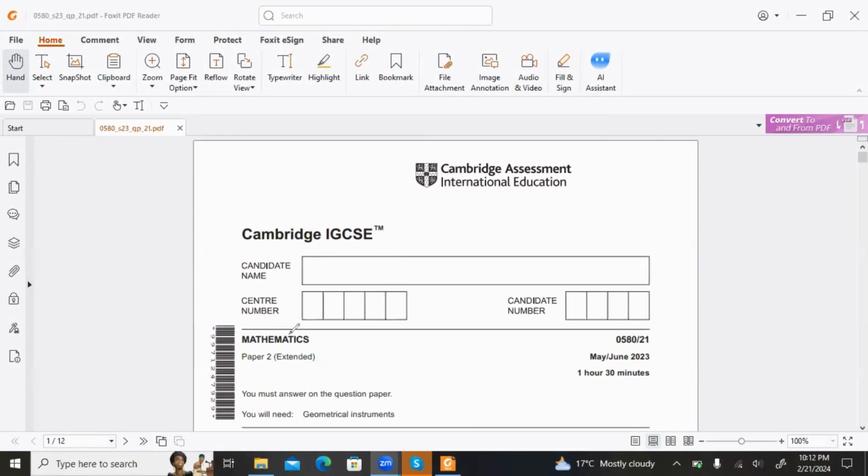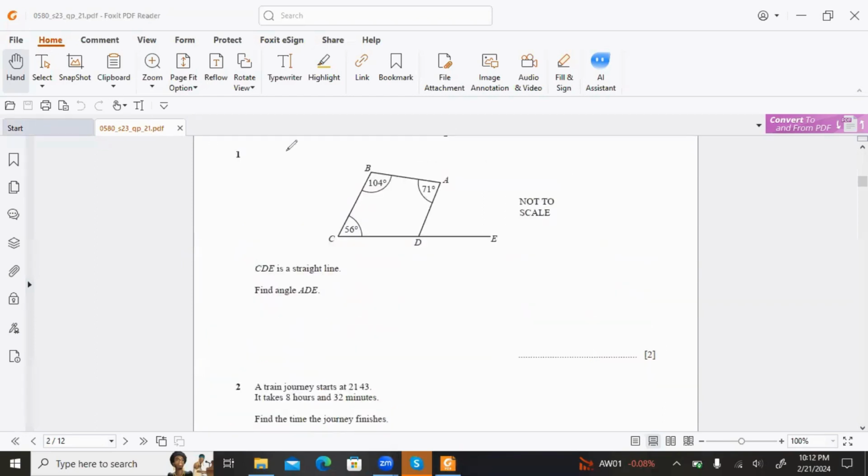And today we're going to do paper 2 extended of Cambridge IGCSE, paper code 0580, variant 1 for paper 2. The first question is asking us to calculate the angle ADE, which is this angle, which means first we have to calculate this angle. So since it's quadrilateral ABCD, which means sum of angles for a quadrilateral is 360.